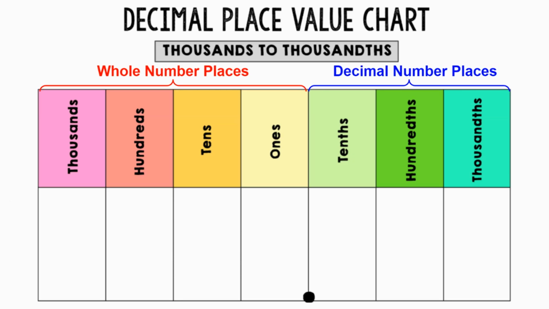And then separating the whole numbers and the decimals, we have the decimal point, right? So the decimal point is always in between the ones place and the tenths place.